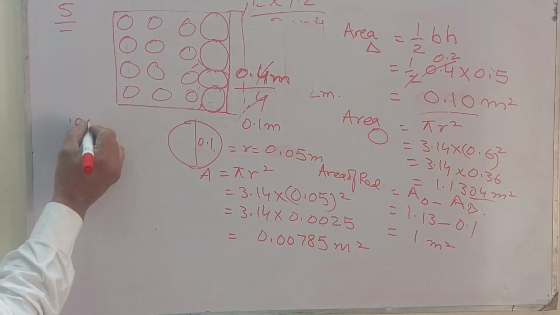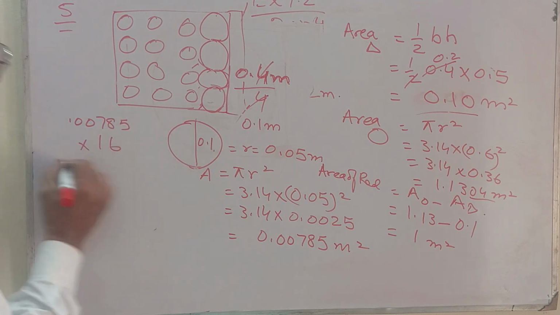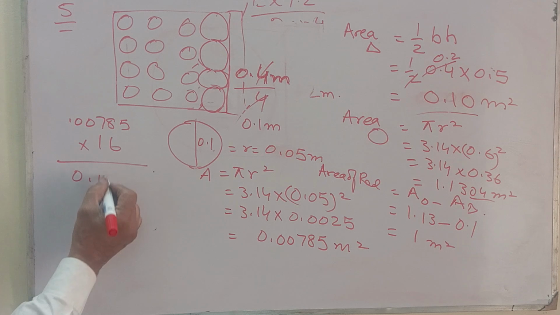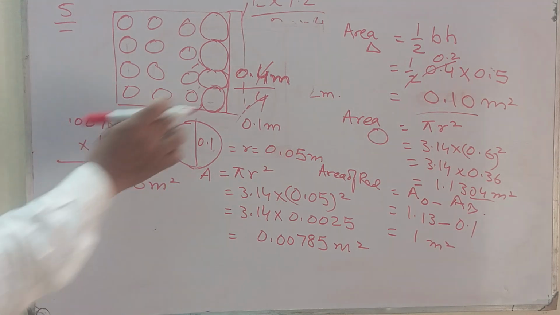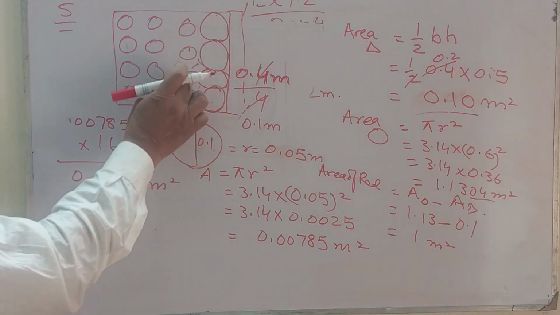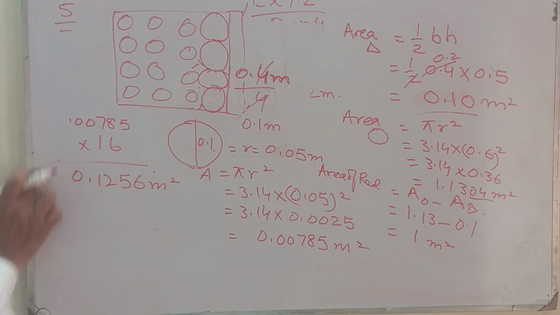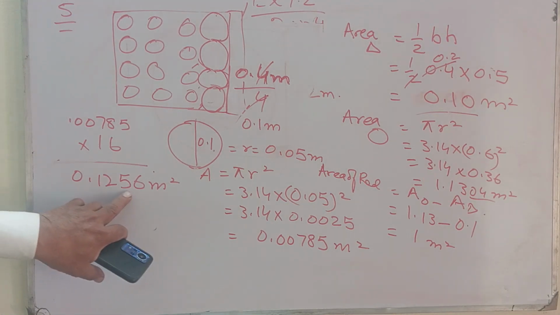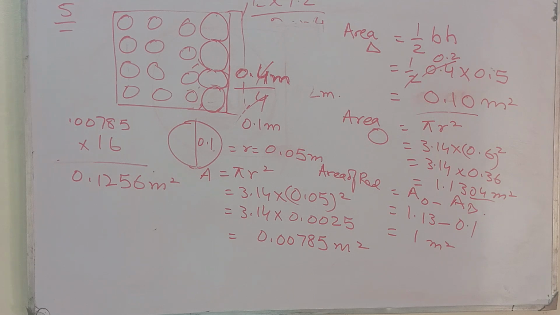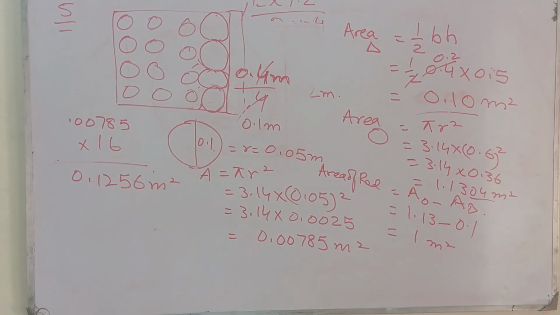So 0.00785 multiplied by 16 is 0.1256 meters square. Now the total 16 cutouts will be this, 0.1256 meters square. Now what was the question? The question is find the area of leftover fabric.